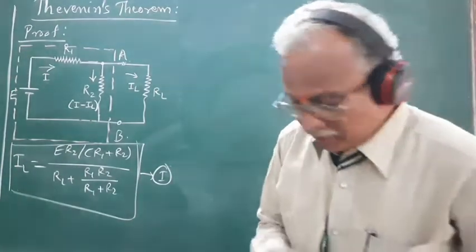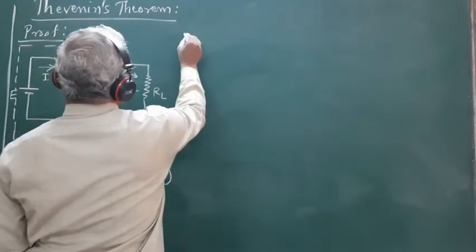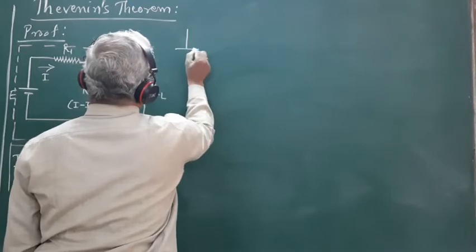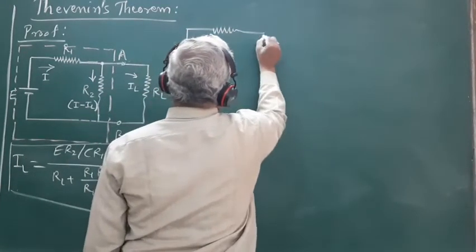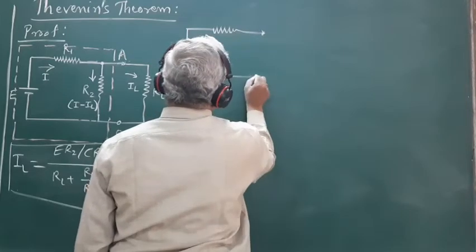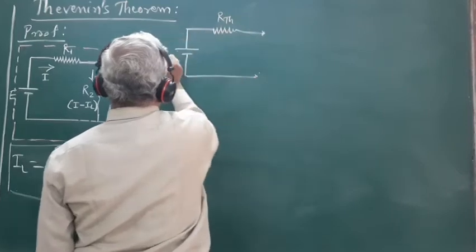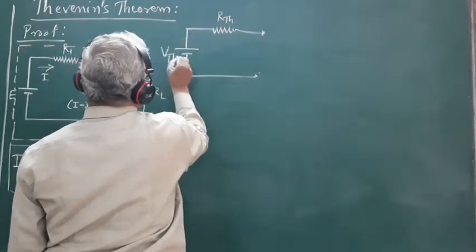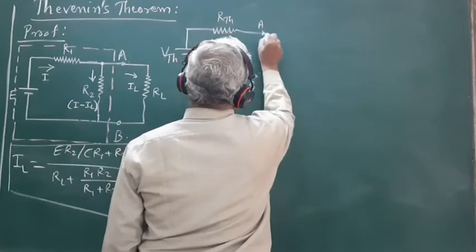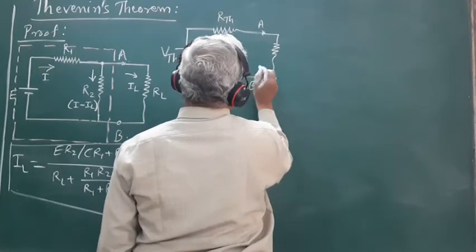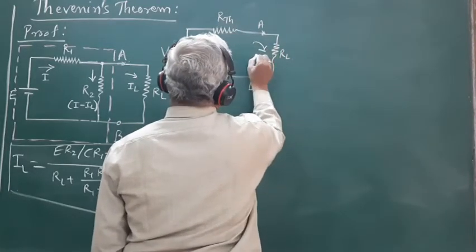Now, when this complicated network is replaced by the Thevenin equivalent circuit, the circuit reduces to this form. This is RTH or R equivalent. This is VTH or V equivalent. The terminals are A and B, and the current going through this load resistance is IL. So this is IL.